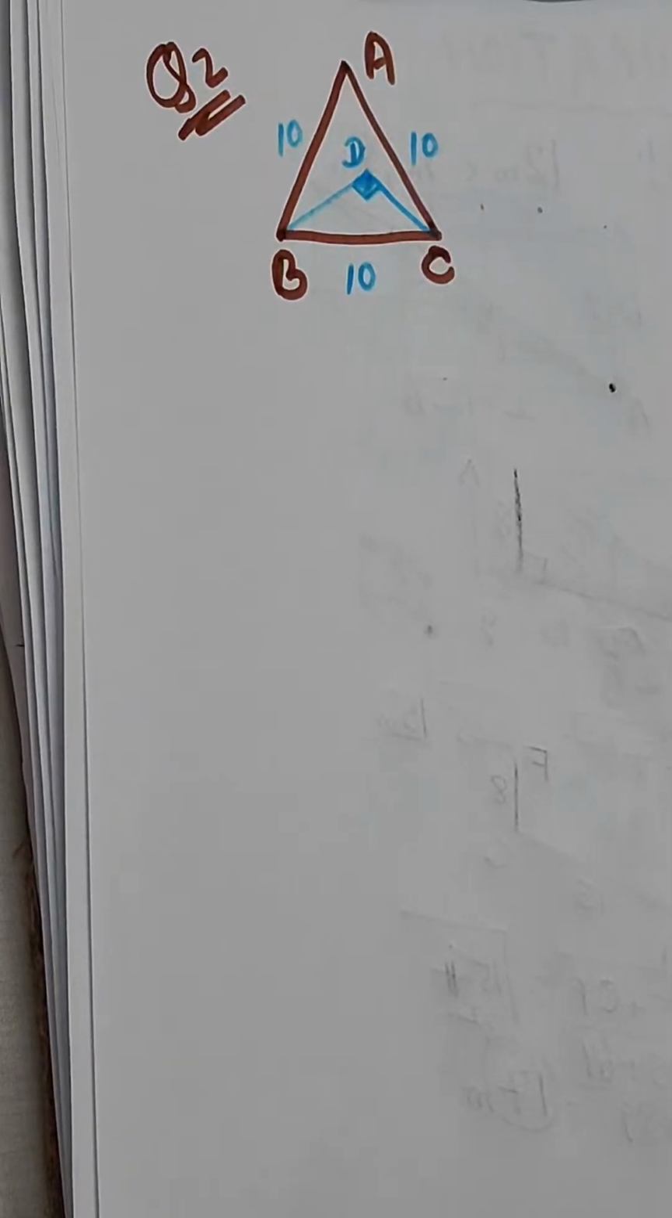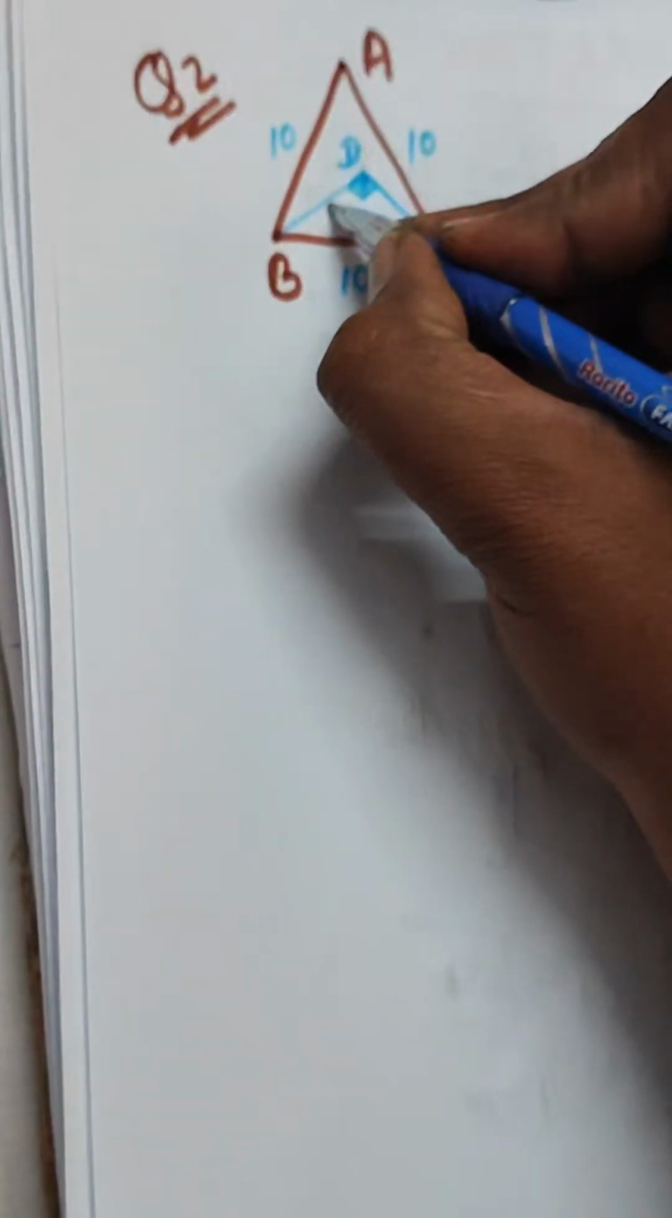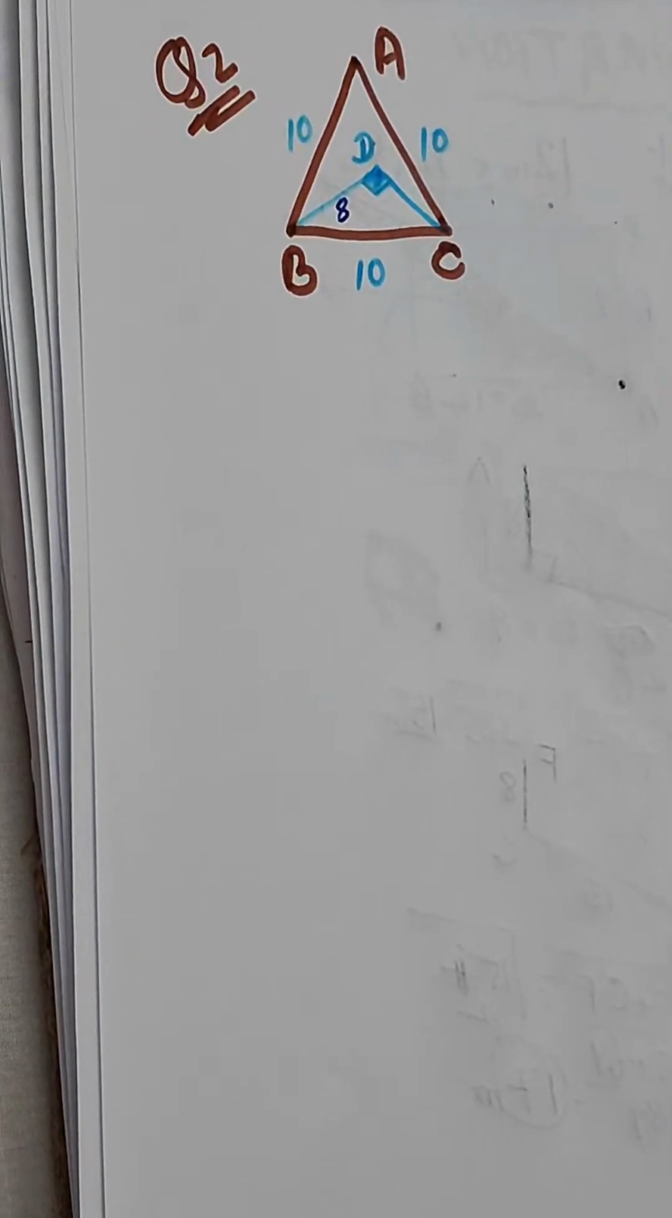Now the question is that if B to D is 8, if this is given to you as 8, right? Let me zoom a little.